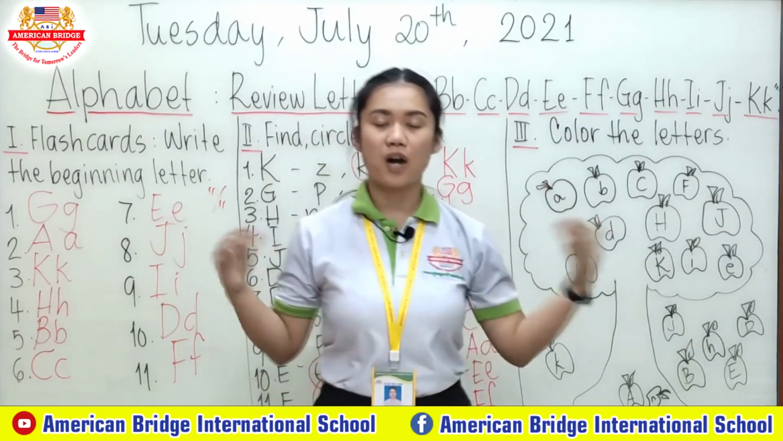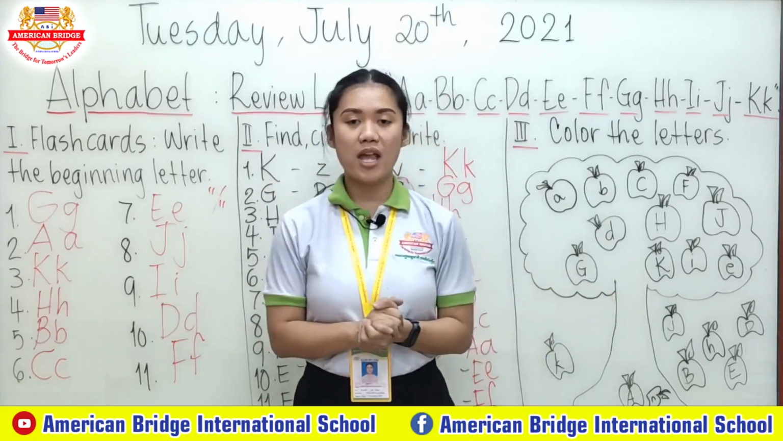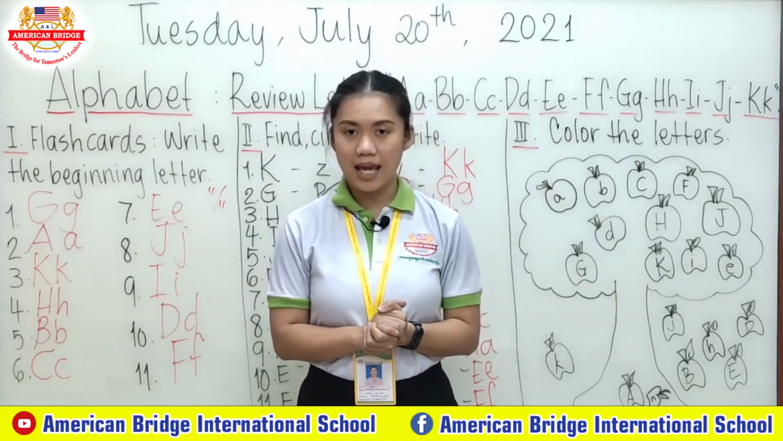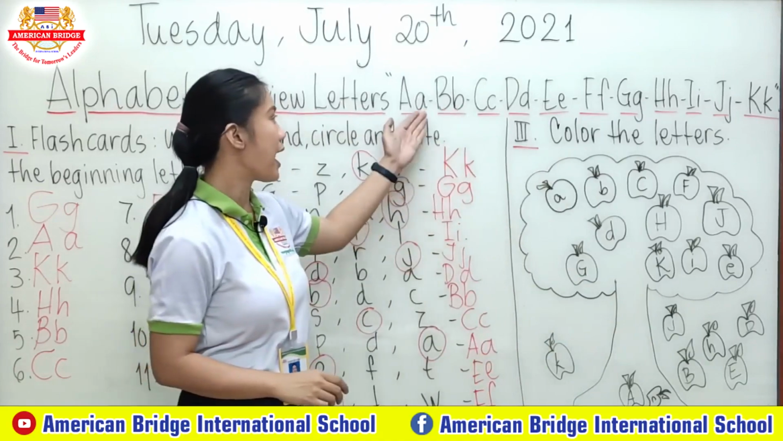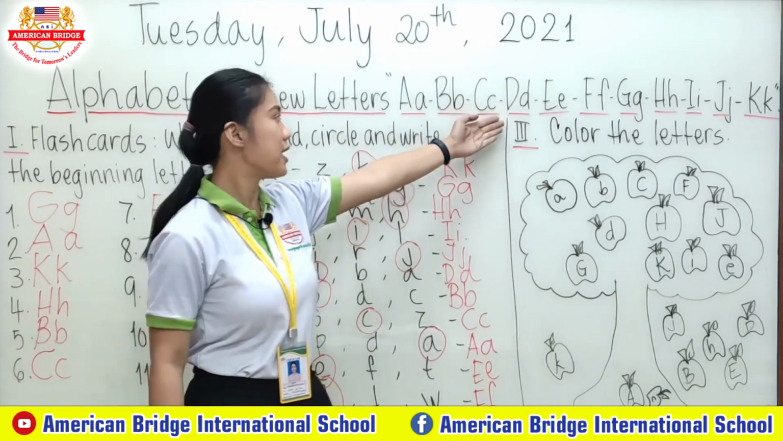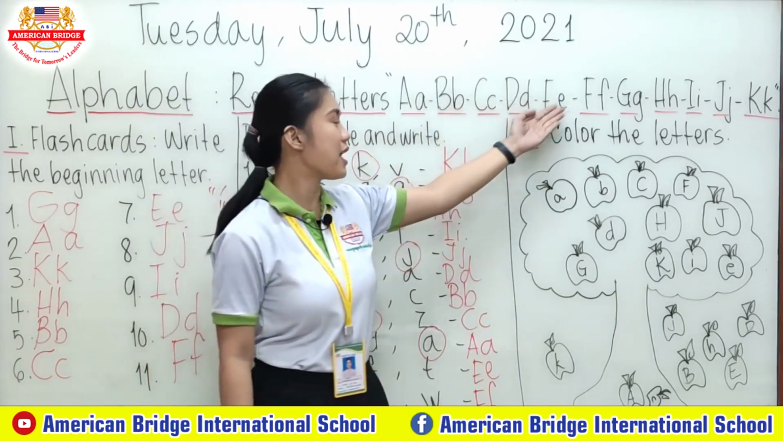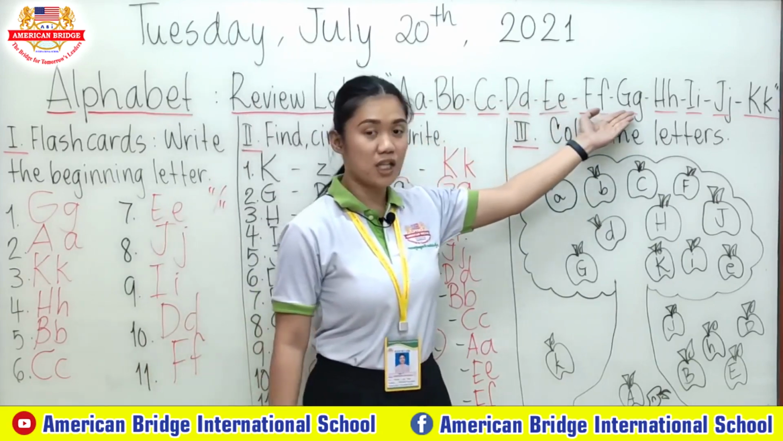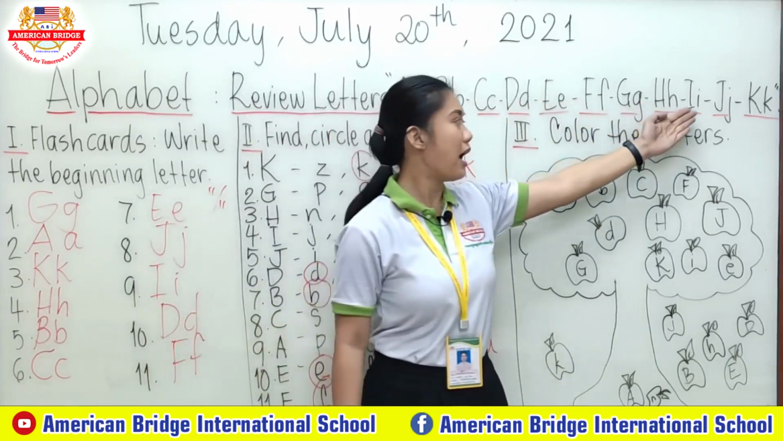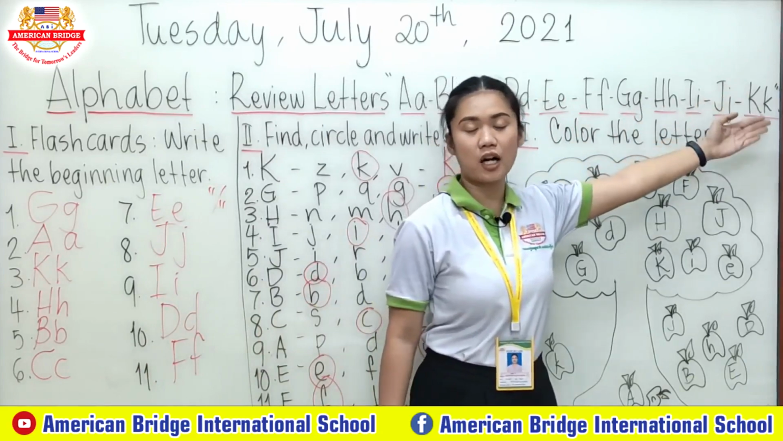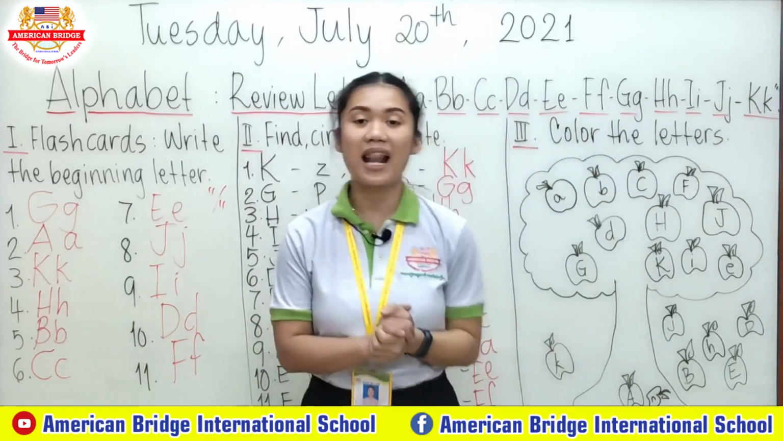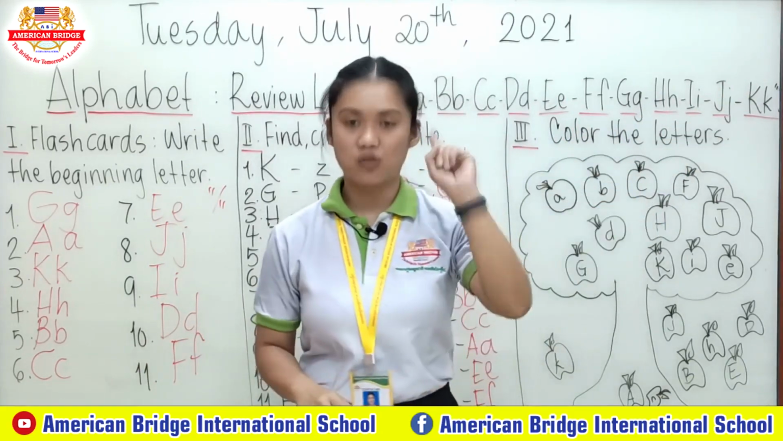Okay, so for our lesson for today, we review letters A, B, C, D, E, F, G, H, I, J, and letter K. So we review 11 letters today.